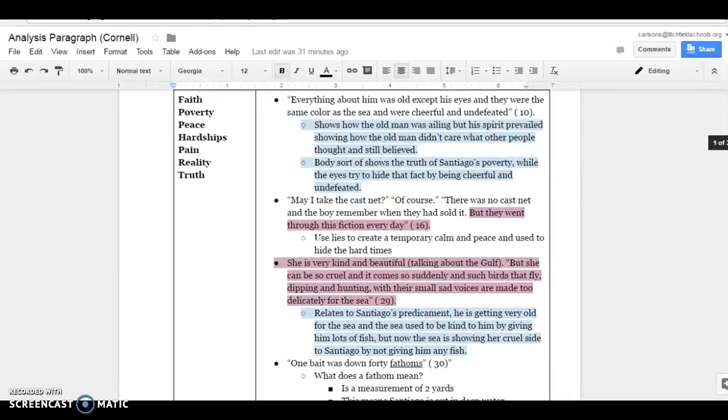So the blue color coding indicates analysis, and the red is the text citation or the paraphrase. Not every text citation is highlighted because not every text citation found its way into the paragraph that follows.